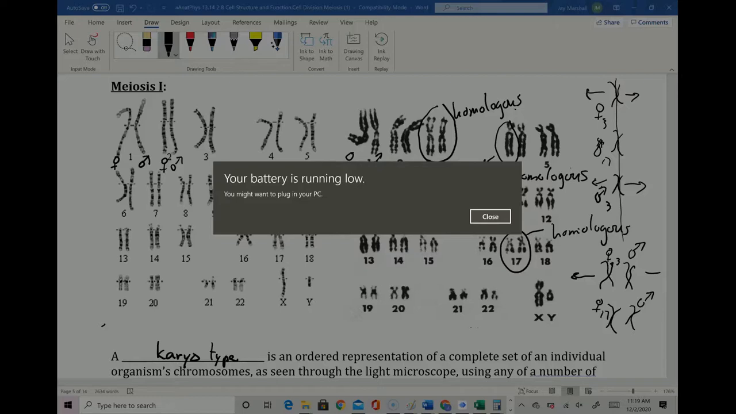Good question. 17? Where is my... I brought it in with me. Where did I put it?